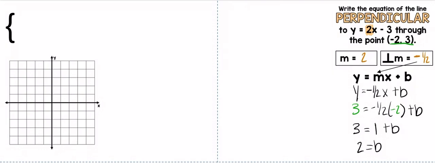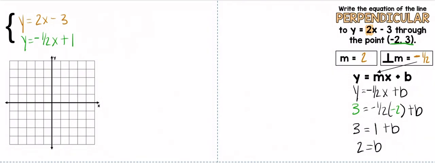Okay, so now I have my two equations. y equals 2x minus 3 and y equals negative 1/2 x plus 1. So if your slope is the opposite sign and the flipped version, the reciprocal, then that means they're perpendicular. That means they're going to hit at a 90-degree angle.